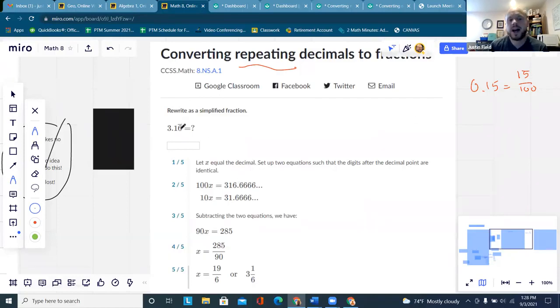All right, so, but how about repeating decimals? So this little bar means that the 6 goes on and on and on forever. So this is actually 3.1666666 and dot, dot, dot, on and on forever. Okay, so how do we write it as a fraction? Let's read the hints, okay?